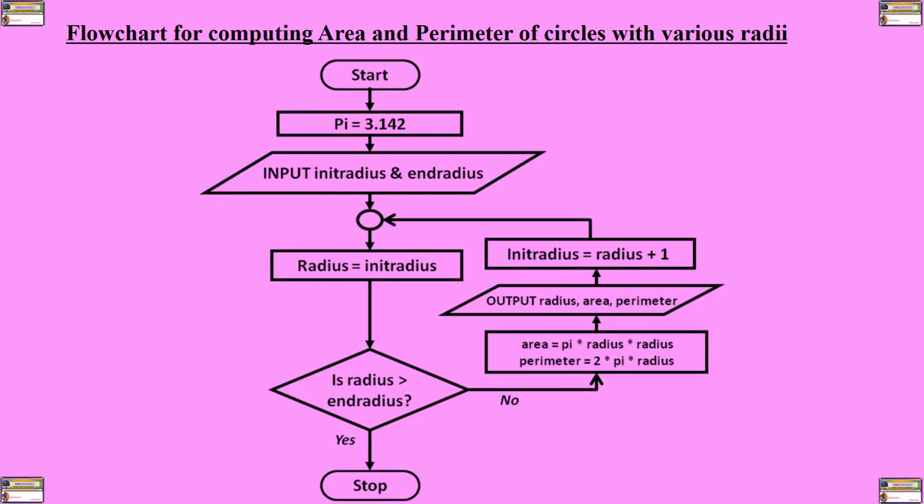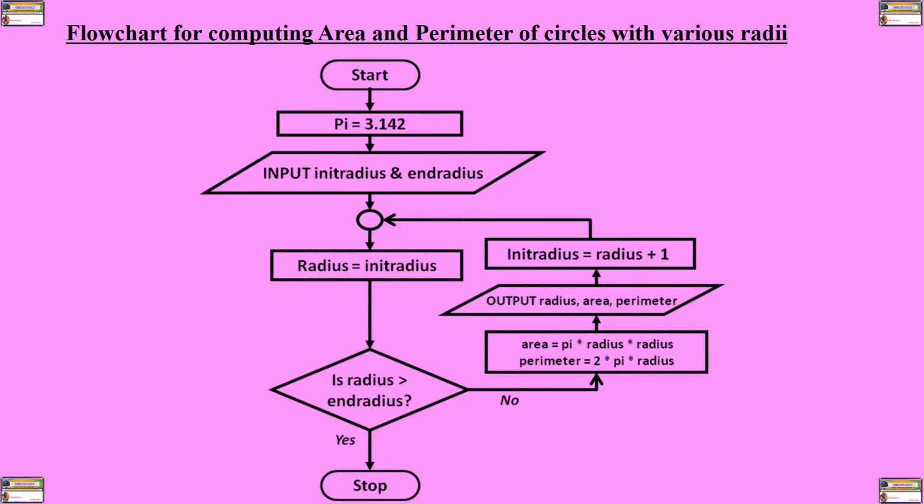We do the same for perimeter. We pick the content in the memory location called pi, multiply it by the content in the memory location called radius, multiply the result by 2, and assign the value to a memory location called perimeter. We then display, or output, the values of radius, area, and perimeter. In other words, we output the content of the memory location called radius, the content of the memory location called area, and the content of the memory location called perimeter on the screen.